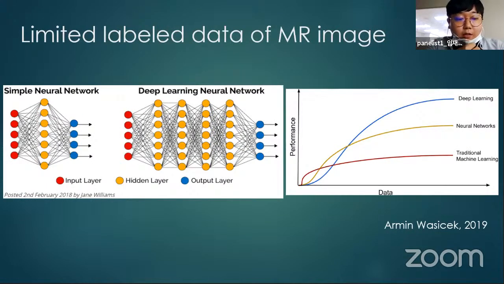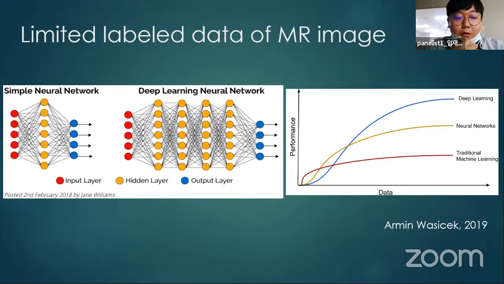And the second problem is limited labeled data of MR imaging. The main reason that deep learning can have better performance than simple machine learning models is because of deeper hidden layers. And with many hidden layers, a deep learning model can extract more detailed features than other models. So it can make better performance than others.